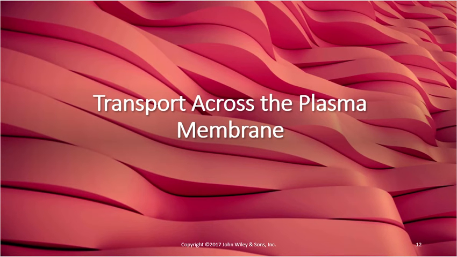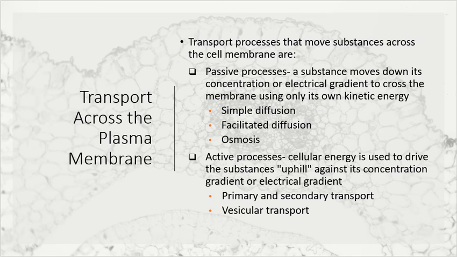So, now that we've discussed that, let's look at how we're going to transport various molecules across our plasma membrane. Transport processes that move substances across the cell membrane can be one of two things. They can be passive processes. This is where a substance is going to move down its concentration or electrical gradient in order to cross the membrane using only its own kinetic energy. So basically just taking advantage of those concentration and electrical gradients. These include simple diffusion, facilitated diffusion, and osmosis.